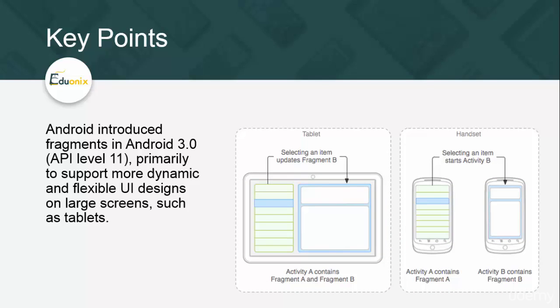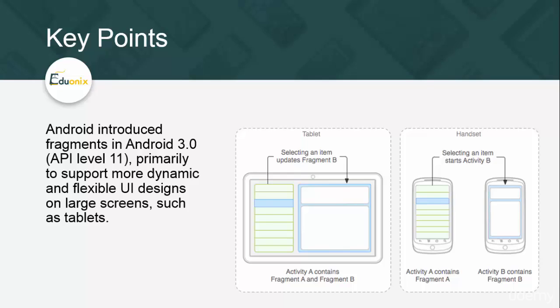Let's consider an example of a news app with two app panes. The left pane lists the news articles and the right pane displays the contents of the selected articles. The application can embed two fragments in Activity A when running on a tablet-sized device. We can use one fragment to show a list of articles in the left pane and another fragment to display article details in the right pane.